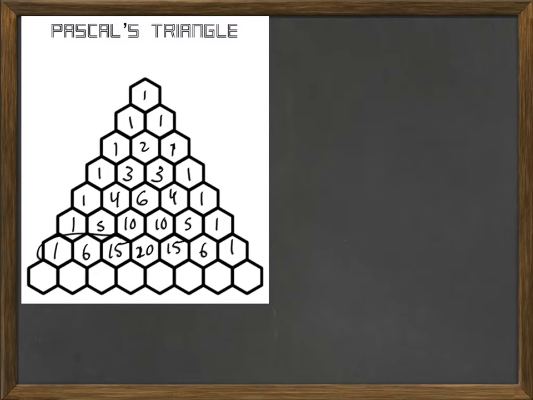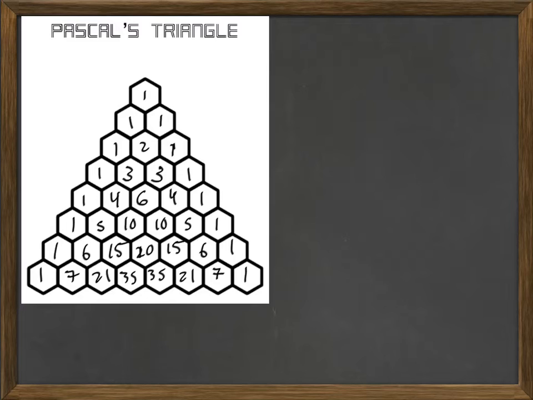You guys notice a pattern? Yeah, I know you notice that pattern. It's a pretty obvious pattern. And the next one is 1, 7, 21, and then we have 35, and then we have 35, 21, and then 7, and then 1. All right.